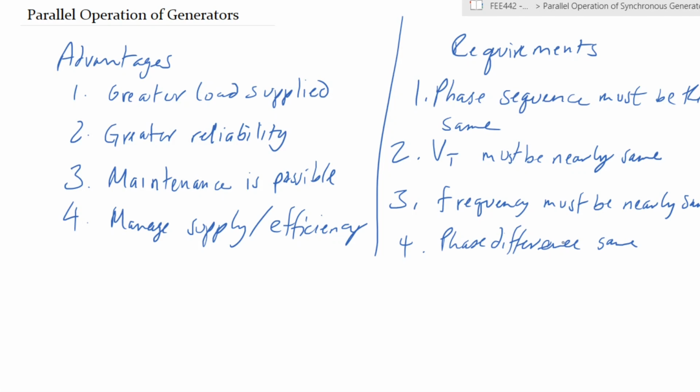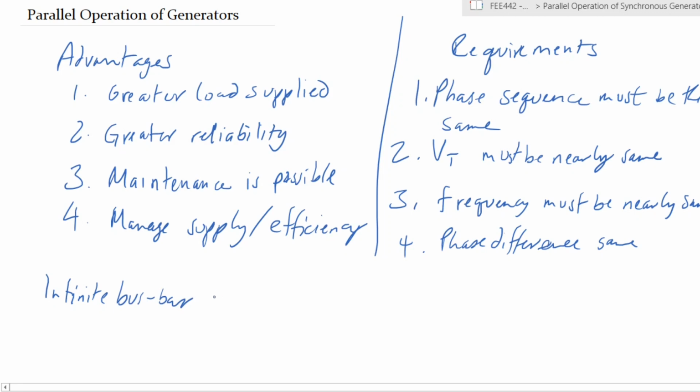At this point, it would be useful to introduce the concept of an infinite busbar, or to remind you of the concept of infinite busbar. This is defined as a three-phase supply with a constant voltage and frequency, regardless of the loads that are exchanged. So it's a three-phase system with constant voltage and frequency.